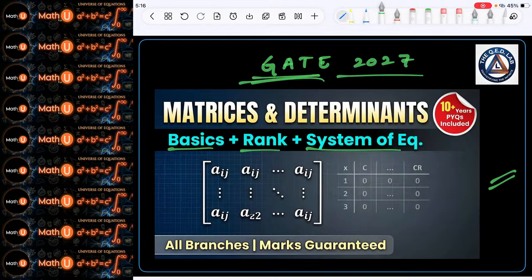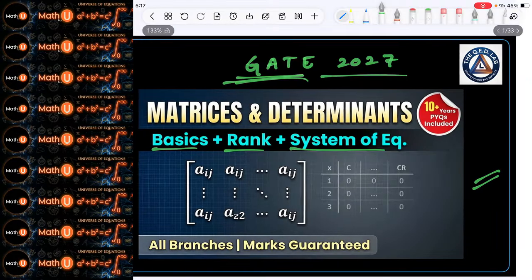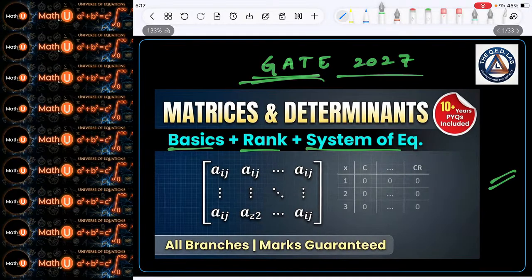I am Akshay, and in this series we won't just learn math, we will learn how to score in math. Today we start with the backbone of linear algebra, matrices and determinants. Whether you are CS, ME, EE or ECE, this topic is non-negotiable. This is a very easy topic and very important also. In this session we're going to cover all these topics, and next session I'm going to cover eigenvalues and some other topics. Let's start with some basics.